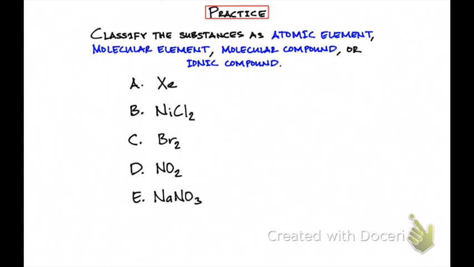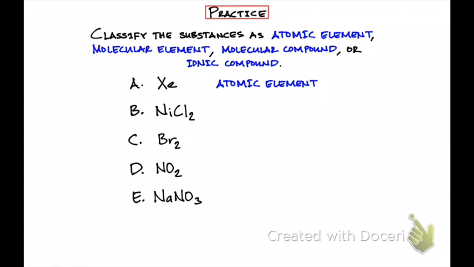Okay, so let's look at some examples here and see if you can really identify and differentiate atomic element from molecular element, molecular compound from ionic compound. So again, you can pause this video if you want to give this a shot. So the first one here is xenon. And we know in the periodic table that xenon is one of those noble gases. And we know that noble gases are stable, and so they can exist monoatomically, meaning one atom, single atom. So this is a perfect example of an atomic element. So xenon is atomic element.